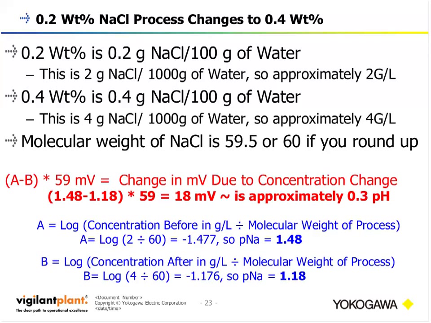So we can do this for you. We just have to have this information up front to do it for you. So now let's take a look at what some of the differential sensors look like that we actually offer you guys.